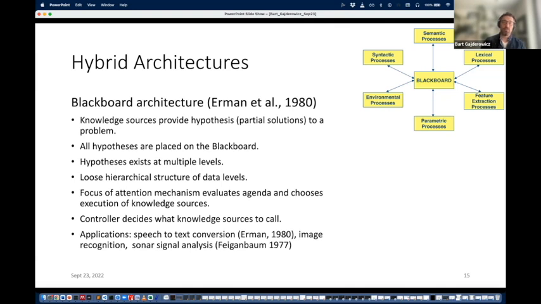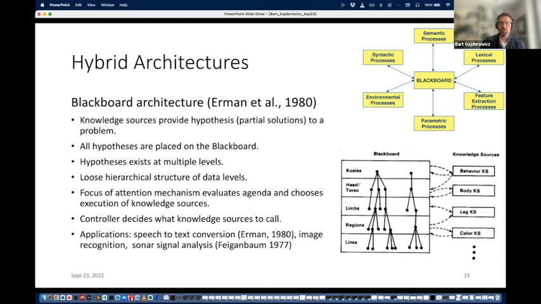Okay? And then there's another set of knowledge sources that instead of producing new hypotheses, actually augment or improve existing hypotheses on the Blackboard. Okay? And this work has been applied to different domains. The first application in 1980 that was fully built and complete was speech-to-text conversion, and I'll cover that in a second. Another one was image recognition and sonar signal analysis by Feigenbaum.